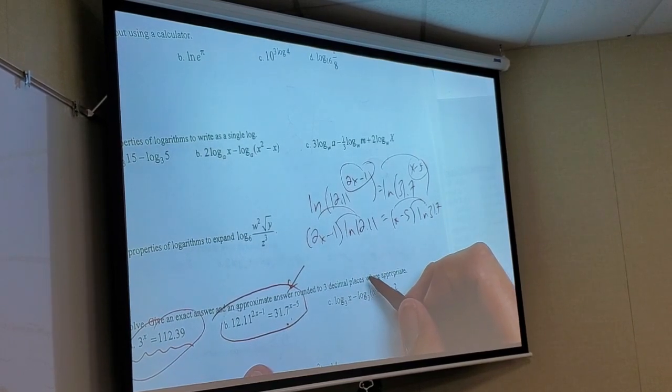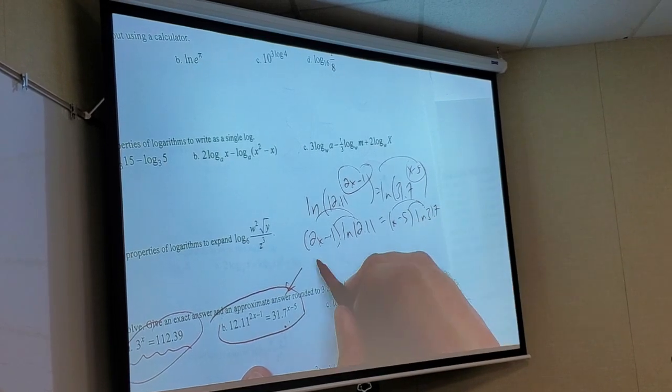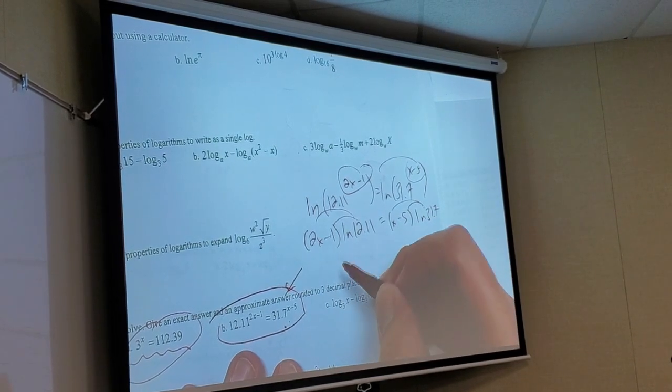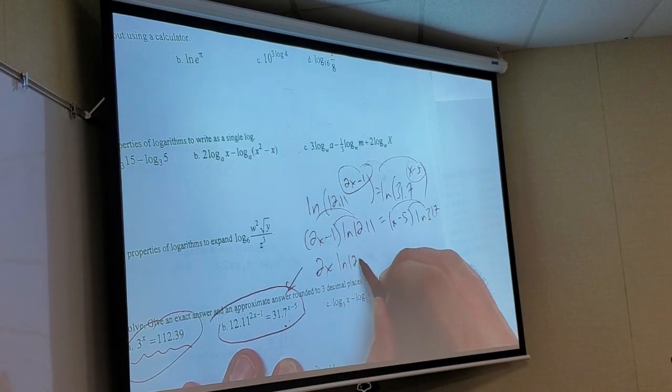So then you would just put the logs into your calculator? Not at this point. Not figure this out, not distribute it? Hell no. Oh, okay. Because if you put them, so look, I'm just going to distribute it.